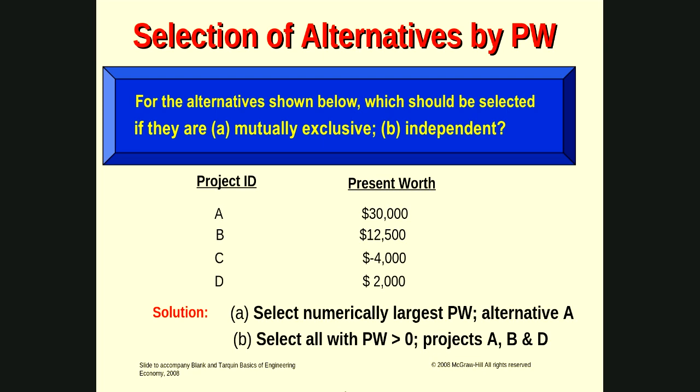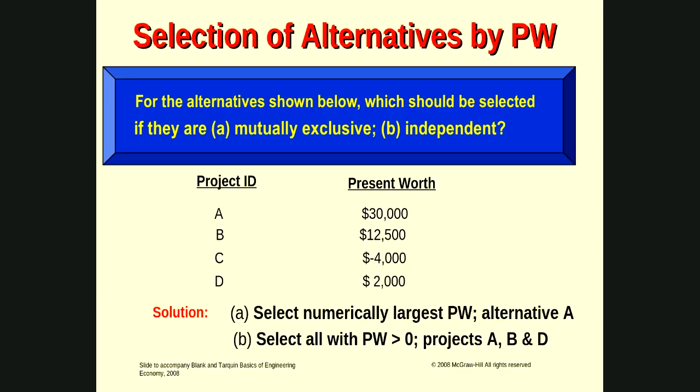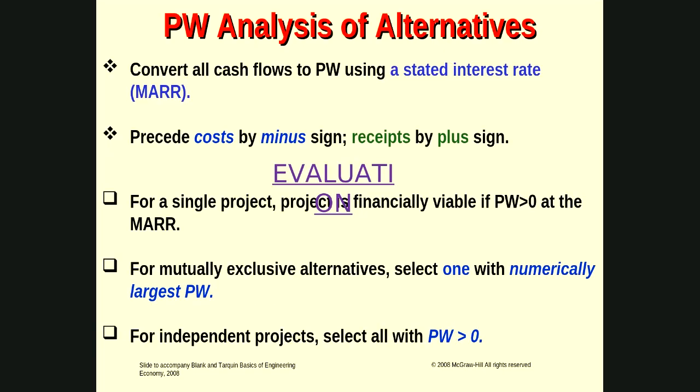Yep, doctor. I have a question. If I have 0 present worth, do I take it with independent select or what? You go to the rule in the independent, select only the one with the greater than 0. Okay?